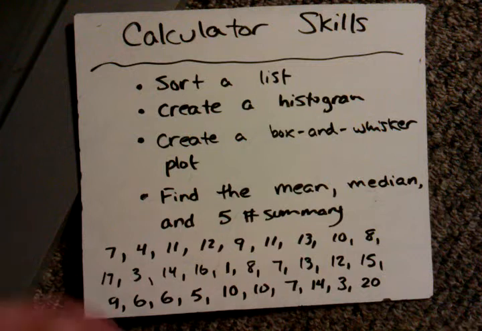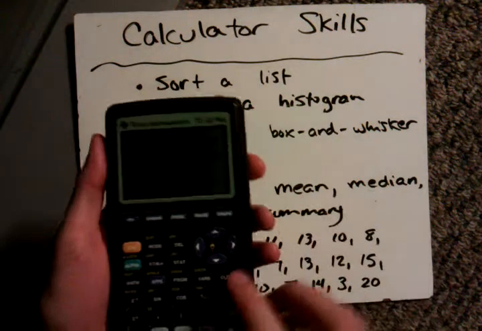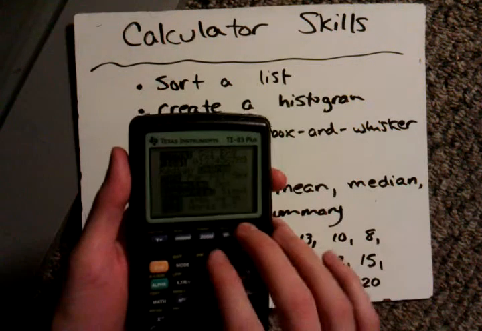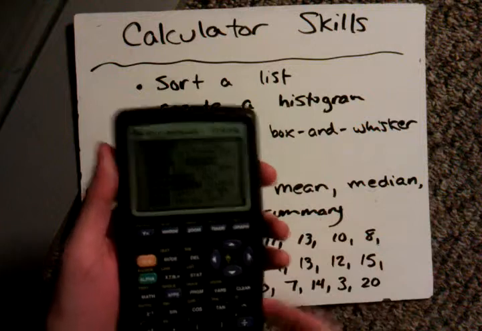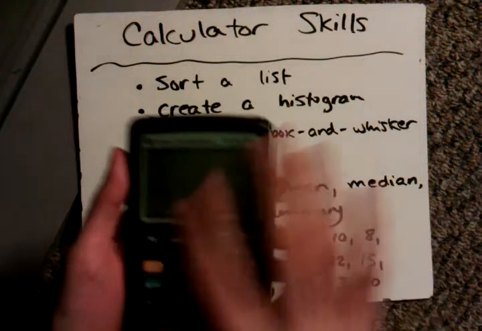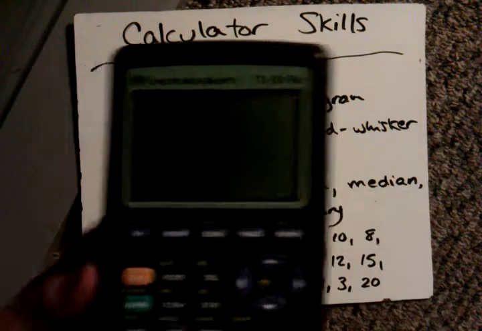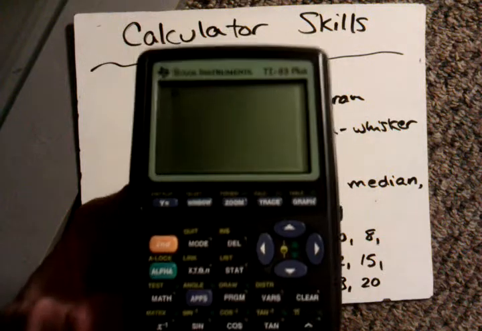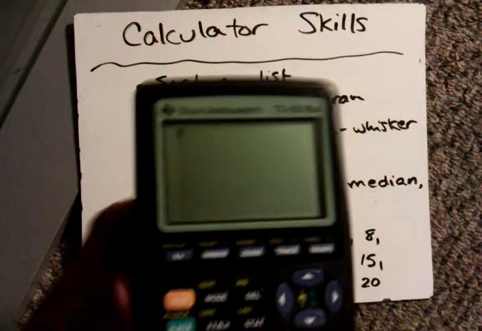So I've made up a set of data here, and the first thing I want to do is turn my calculator on. Just going to get it back to what it should normally look like if you just booted it up. So hopefully you can see my screen there. Let's see what might be easiest. There we go. That's perfect.